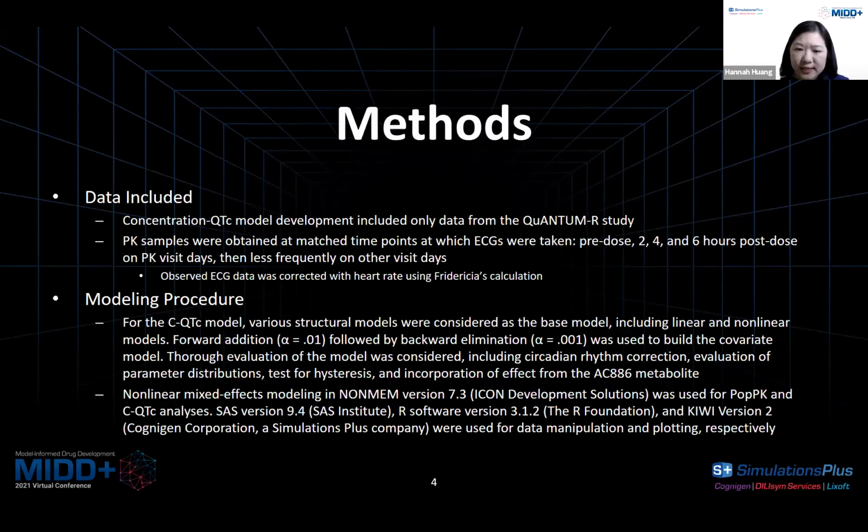The ECG samples used in this analysis were centrally read triplicate QTc measures, including pre-dose, 2, 4, and 6 hours post-dose on extensive PK sampling days and some other sparse samples. And the QT was corrected using Fridericia's equation, QTcF. For this concentration-QTc analysis, the PK samples were limited to those that were time matched with ECG measurement.